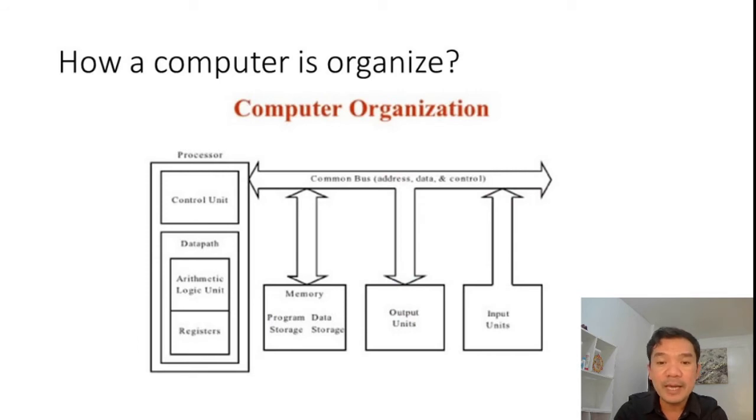Okay, so another perspective about it is the computer organization. In this diagram, I'm not sure if this is very visible to all of you. You already know what the components here are. We have the control unit, the data path, the ALU, and the register. And there is what we call a common bus, or the bus itself, which carries the address, data, and control. It is connected to the memory, the output units, and the input units.